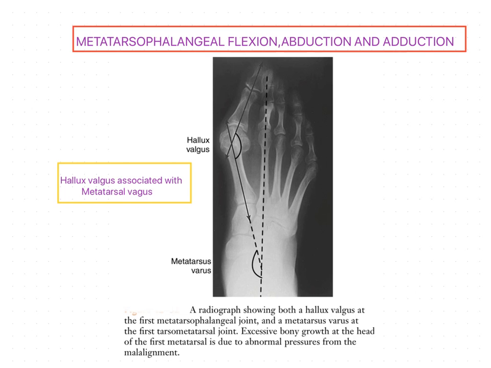Dear students, welcome back. In the previous session, we discussed the metatarsophalangeal joint function, in that metatarsal break and also hammer toe deformity. Now in this session, we are going to discuss the remaining functions of the metatarsophalangeal joint, that is flexion, abduction and adduction, and also we can find some deformity called hallux valgus associated with metatarsus varus.